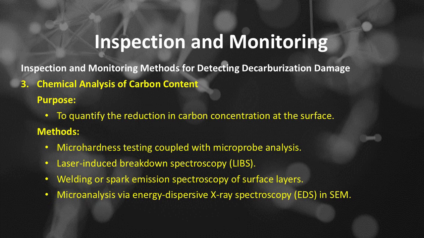Number 3 of the inspection and monitoring methods for detecting decarburization damage is chemical analysis of carbon content. Its purpose is to quantify the reduction in carbon concentration at the surface. Methods to use are microhardness testing coupled with microprobe analysis, laser-induced breakdown spectroscopy, or LIBS, spark emission spectroscopy of surface layers, and microanalysis via energy dispersive X-ray spectroscopy, or EDS, in SEM.